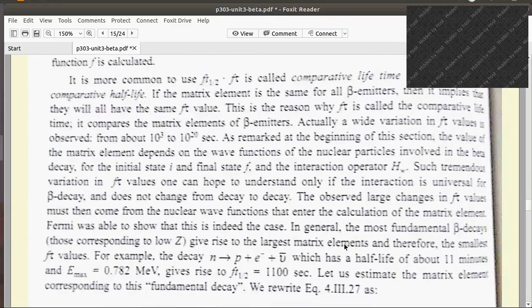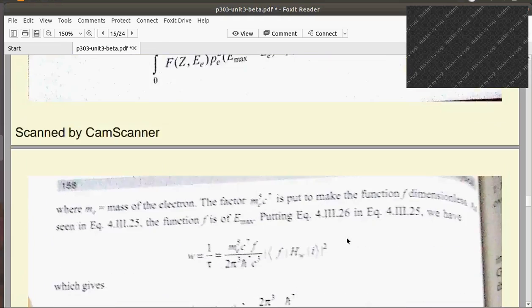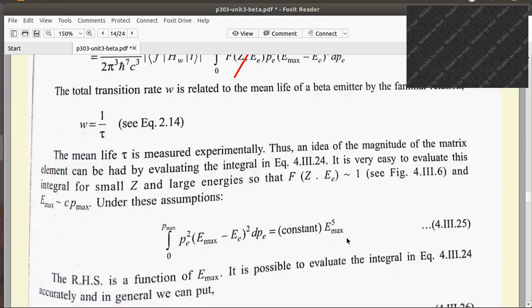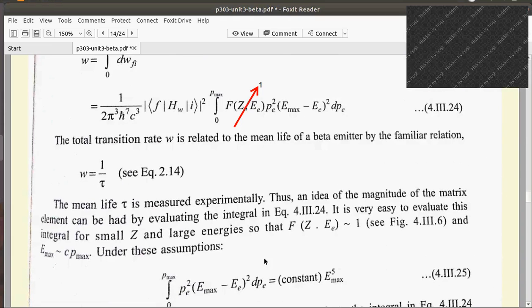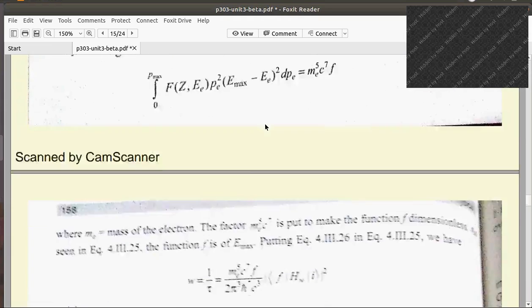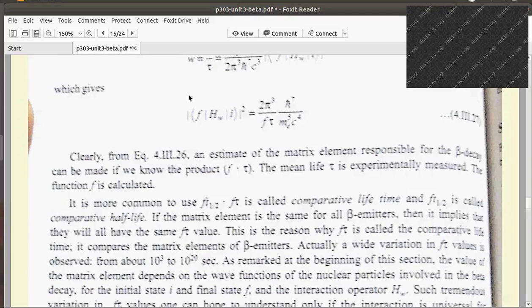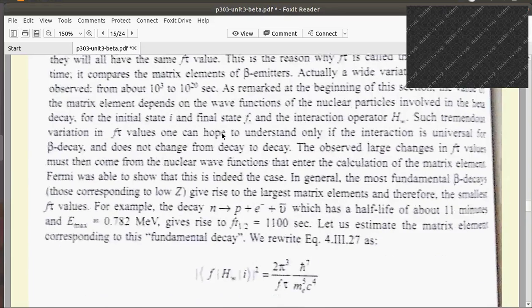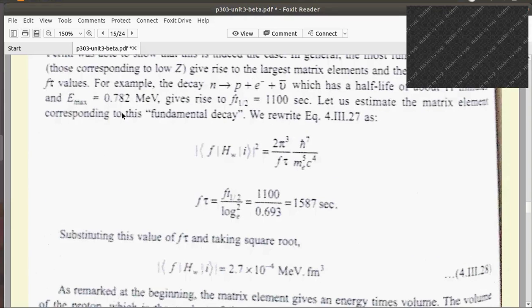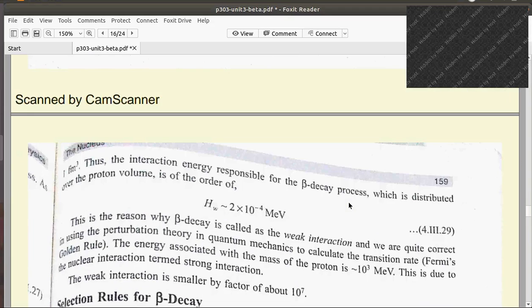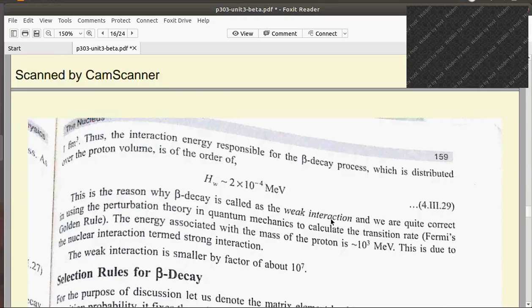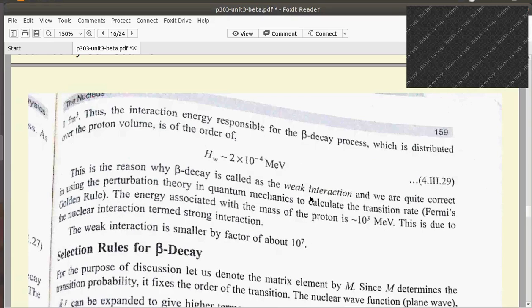I think this part is more of a descriptive term, but basically what is happening is that we have to find the energy matrix element of H. For this we find the total transition rate, which is the inverse of the mean lifetime. We calculate and solve this term and obtain an expression for the matrix element. We substitute one of the experimental results, and we find that the value of this interaction is around 2 × 10⁴ MeV. That is why it is called a weak interaction.